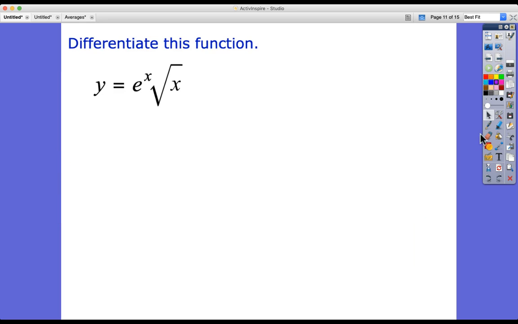Now, again, another function. This one involves an e to the x, and this one is not a chain rule, is it? Because it's two functions sitting side by side. And I hope you realize that the operation between these two functions is that they're being multiplied together. When we multiply two things together, we're talking about a product. So we're going to be using the product rule here.